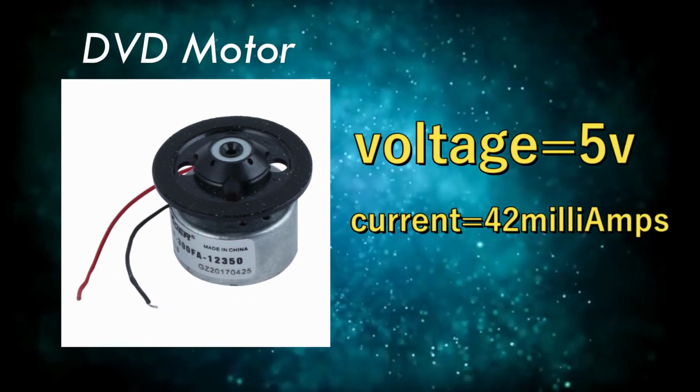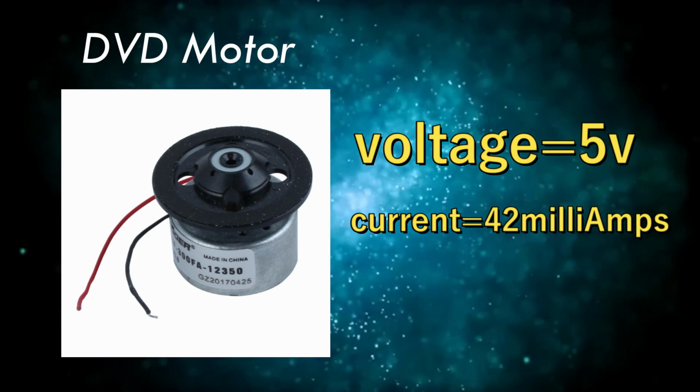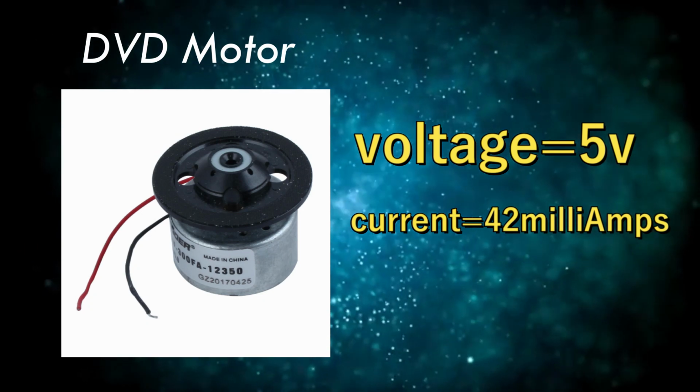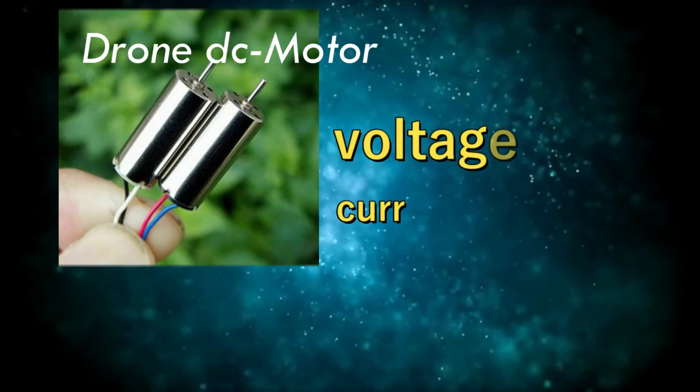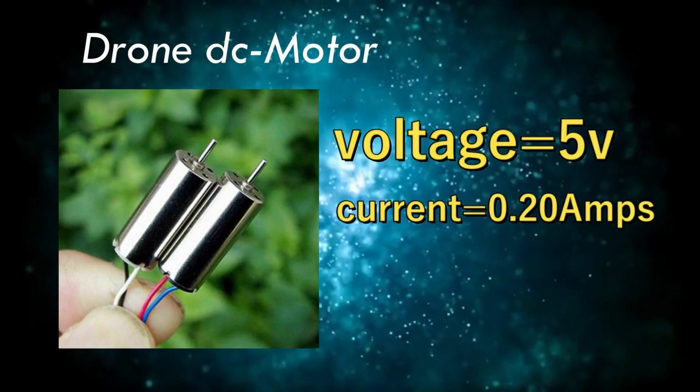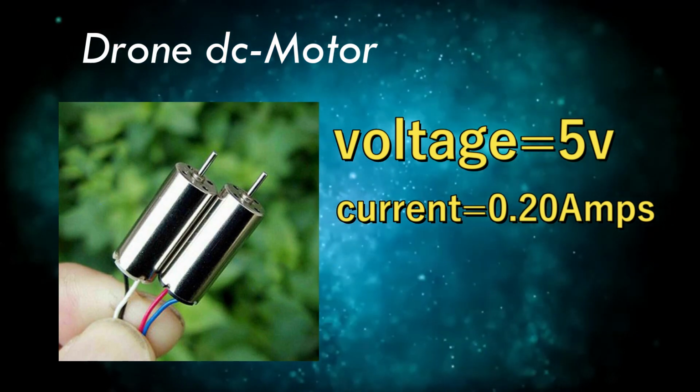Motor number 11, DVD motors. Voltage is 5 volts and 42 milliamps of current. It is used in computers and DVD players. Drone DC motor. Consumes 5 volts and 0.20 amps of current.